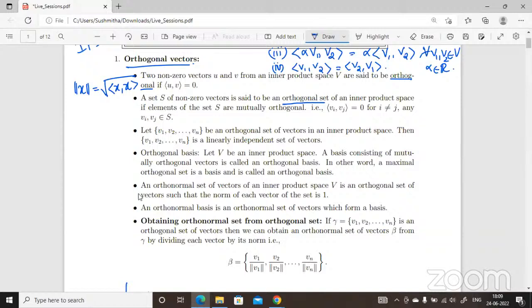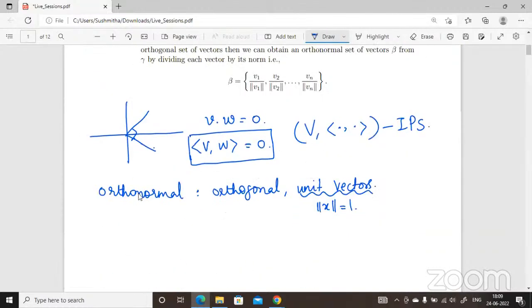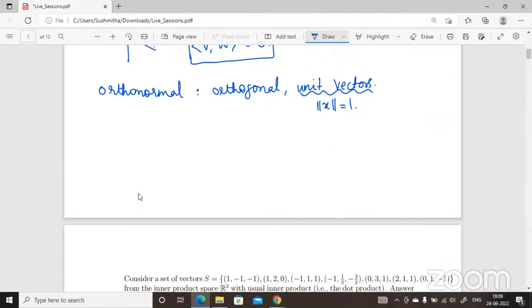If I have a set of orthogonal vectors, let v1, v2, vn be a set of orthogonal vectors, then this point says that it is linearly independent. Can you think of how this is possible? I have a set of orthogonal vectors. What it says is that it is linearly independent. So I have an orthogonal set implies it is a linearly independent set. How is this possible?